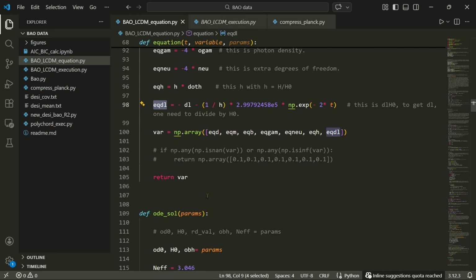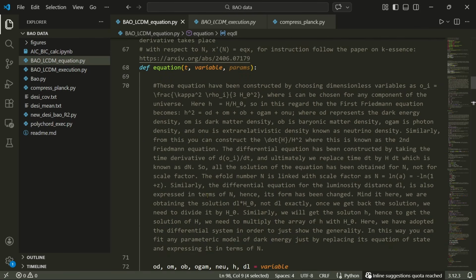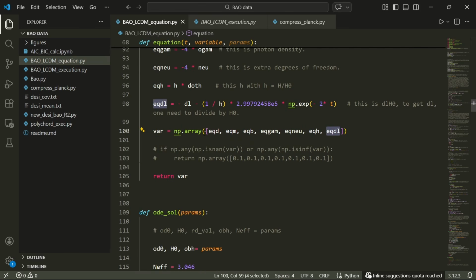So now what this block will return is, when your time variable comes, with the arrays and the parameters, this block will give you the equations of dark energy, dark matter, baryon, photon, neutrino, Hubble parameter, and luminosity distance. Now once it is there, you can return the variable.